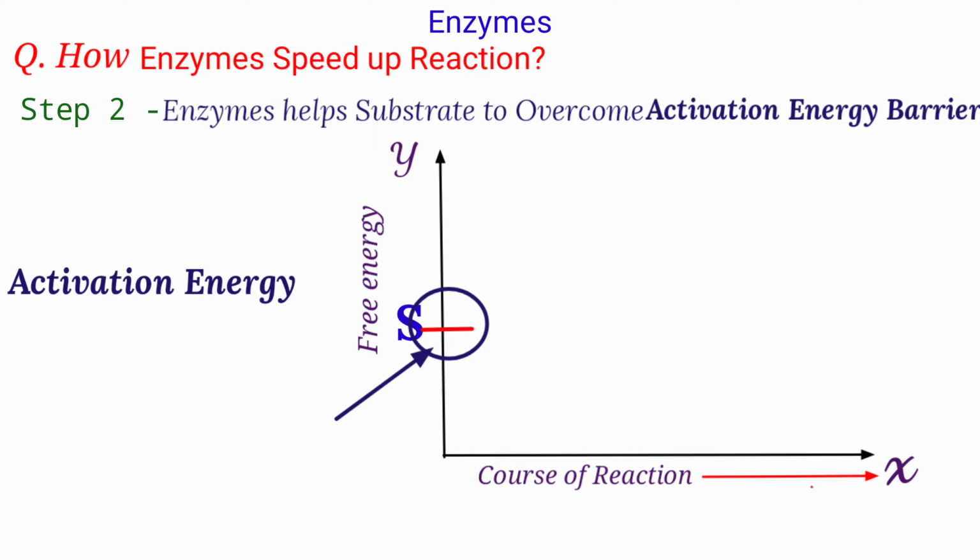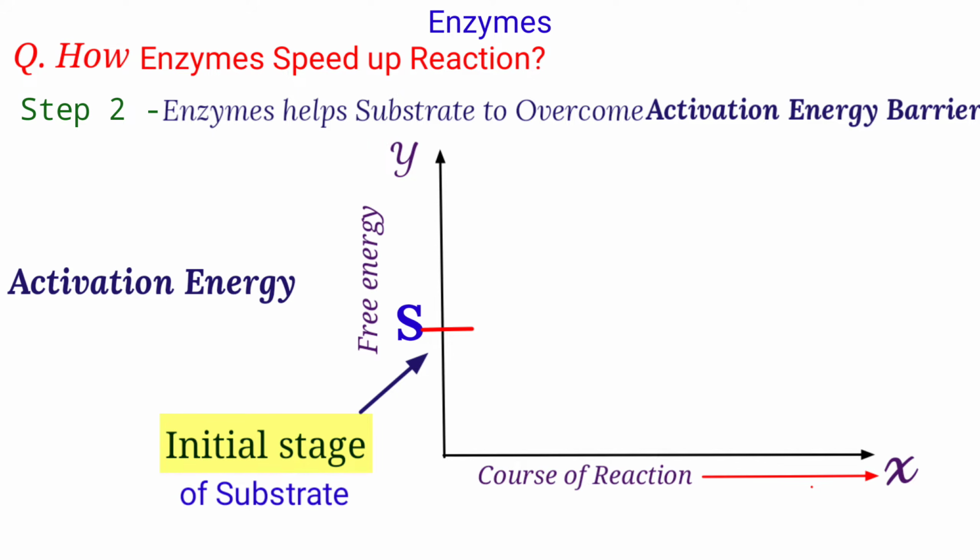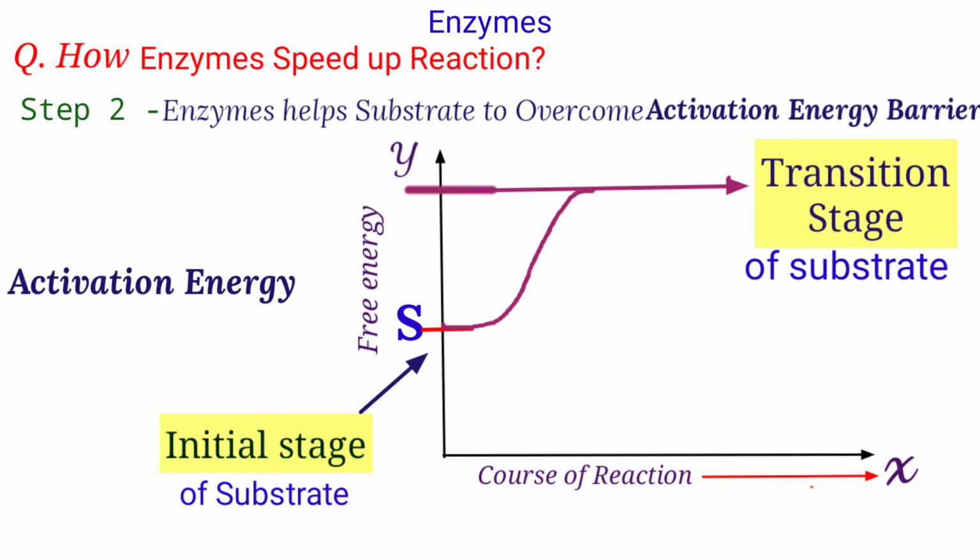We have located it here because the substrate contains some atoms, and the bonds between those atoms contain some potential energy, which is the initial stage of that substrate. From the initial stage, the substrate has to reach up to the transition stage. Once the substrate reaches the transition stage, only then will it be converted into the product.